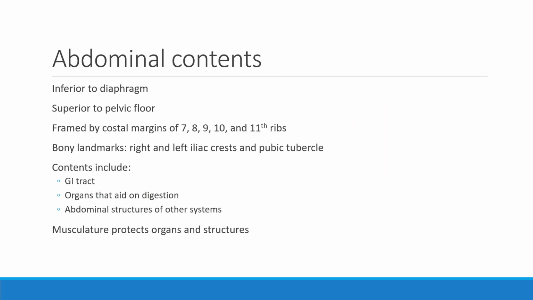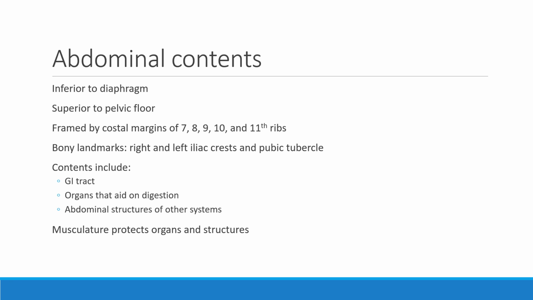So the abdominal contents: our abdomen is inferior to our diaphragm and superior to our pelvic floor. Those are the upper and lower borders of our abdomen. It is framed by costal margins of the 7th, 8th, 9th, 10th, and 11th rib. And then we have bony landmarks of the right and left iliac crest and the pubic tubercle. On the next slide, I actually show where the anatomic borders of the abdomen are.